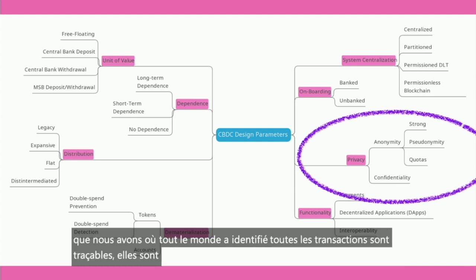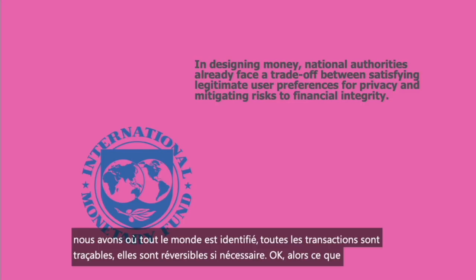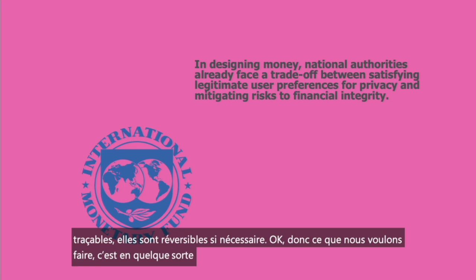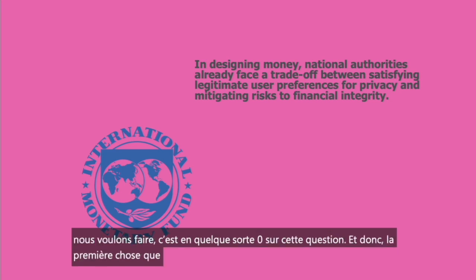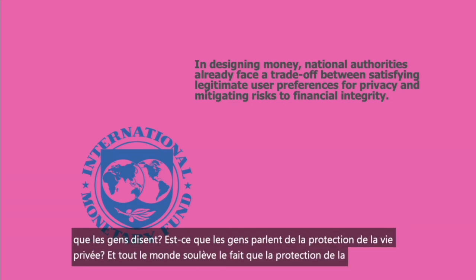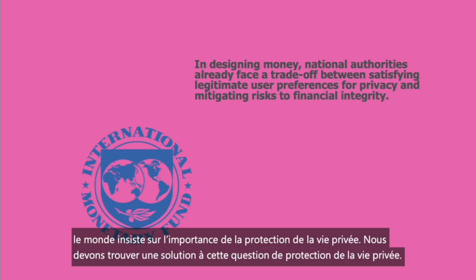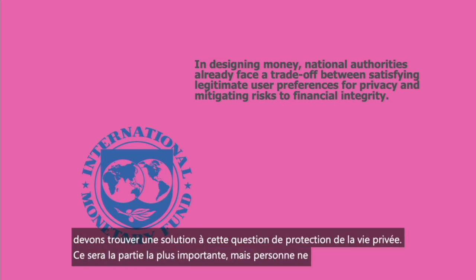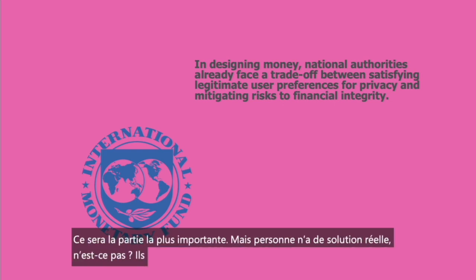Okay, so what we want to do is sort of zero in on this question. And so the first thing we said, okay, what are people saying? Are people saying anything about privacy? And everybody raises the point that privacy is important. We've got to figure this privacy thing out. It's going to be the most important part. But no one has an actual solution, right? They always sort of say, oh, it's for someone else to figure out, right?